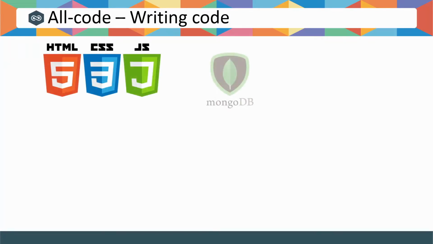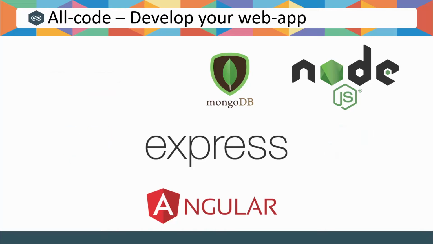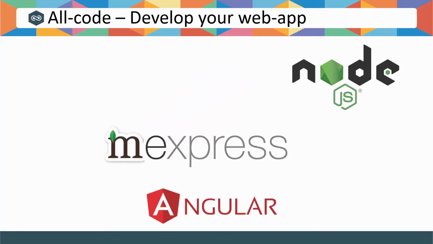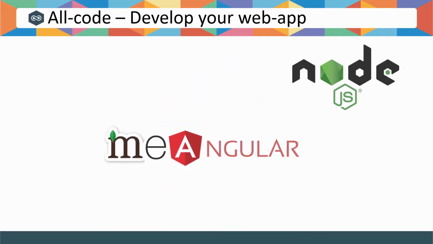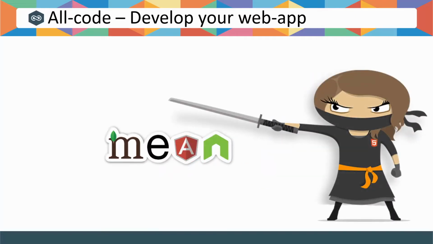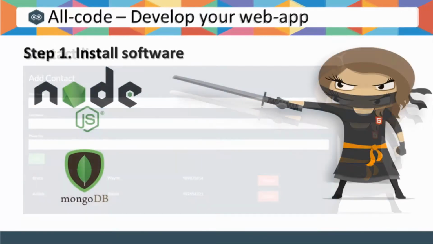We're going to explain something about Node.js, Vue, Express, Angular, and the MongoDB all-code environment. In this case, we're going to use what the developers call the MEAN stack application development environment. So we're going to use the MEAN stack application environment to develop an application. We're going to create a very simple contact list application using all-code development.